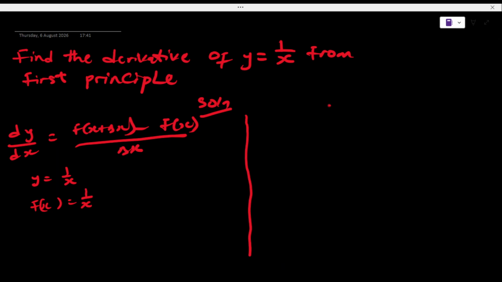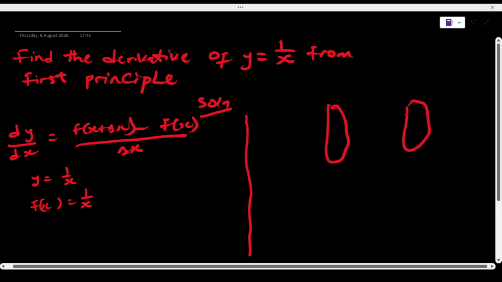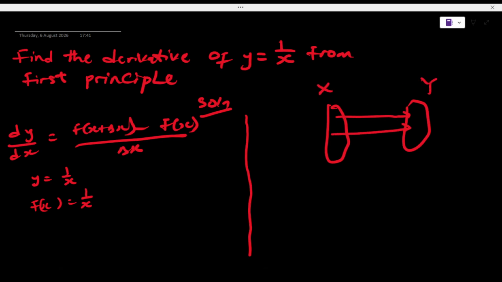If you remember, I drew something like this in our previous lesson. I used mapping as an example, so that this is our x, this is our y, this is the domain, and this is our codomain. So the function of x will give us this y.